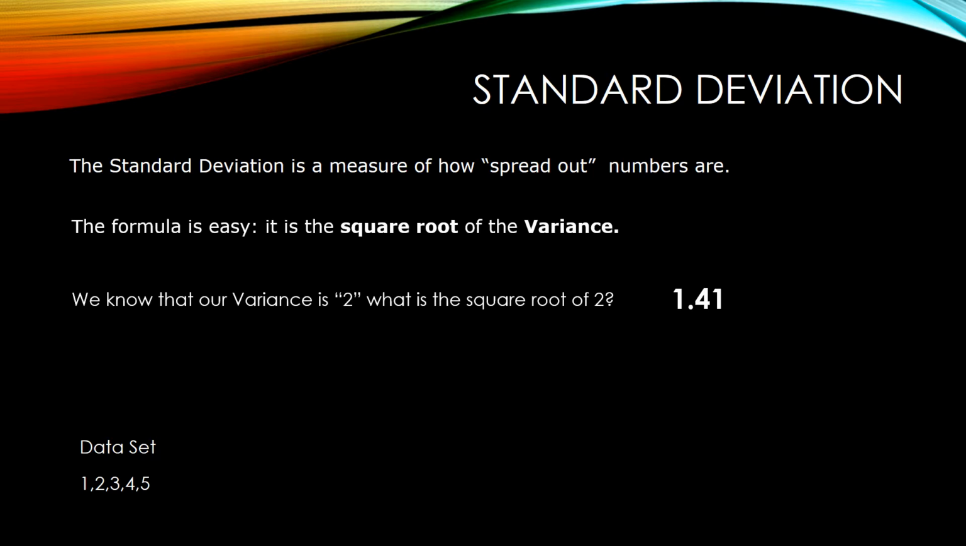But the square root is the number that if you take it and multiply it times itself, you get 2. So the square root of 2 is 1.41. If you take 1.41 times 1.41, you square it, you will get 2. So the square root of 2 is 1.41, therefore our standard deviation is 1.41.